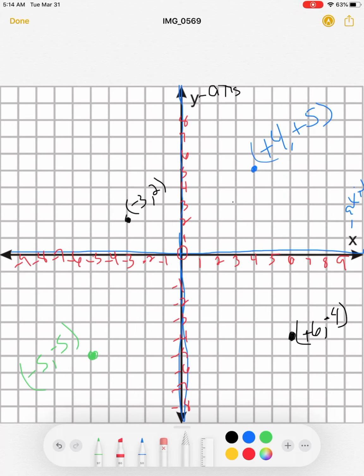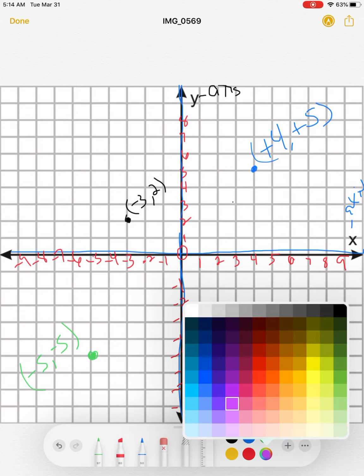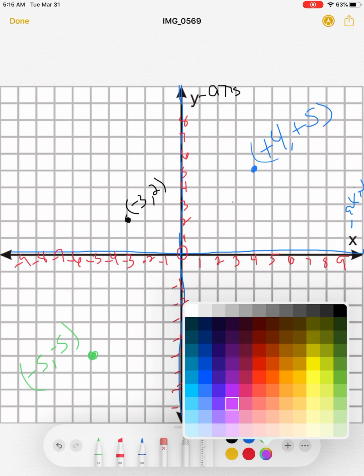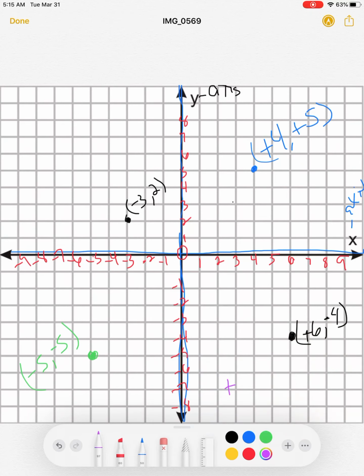For today on the video, you are going to do your practice plotting for homework, okay? Let's make this one positive 3 and positive 4, okay? So I know positive and positive numbers belong in quadrant 1, okay? So this really tells me that on the x-axis, I go to positive 3, and on the y-axis, I go up to a positive 4.